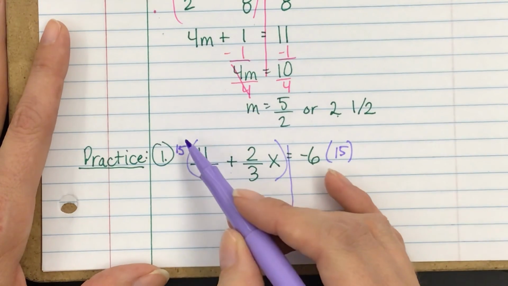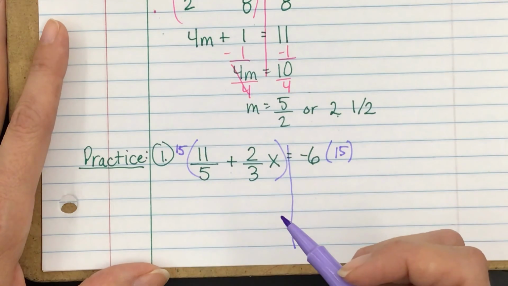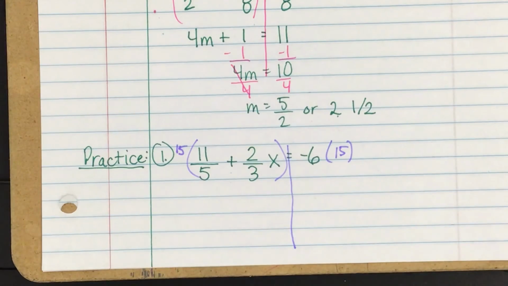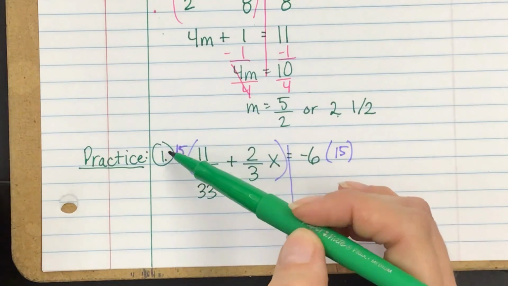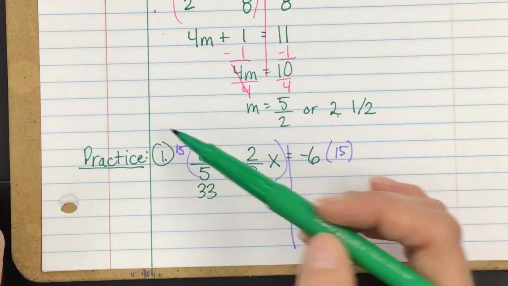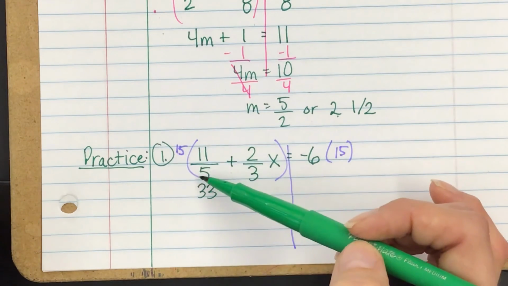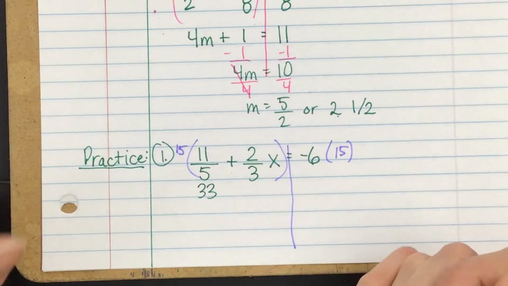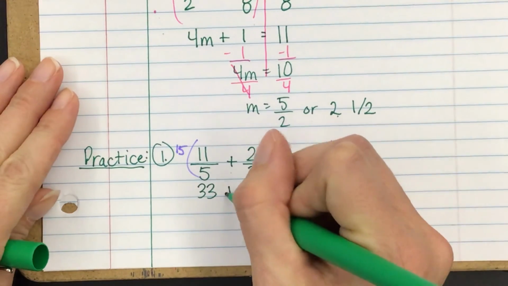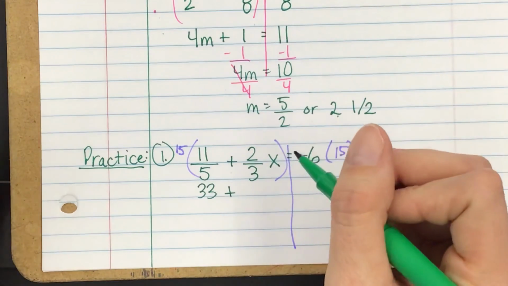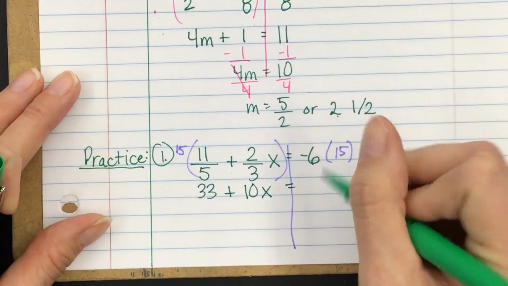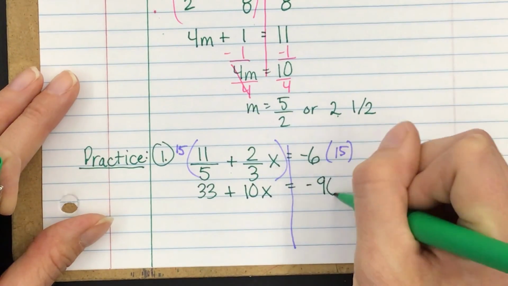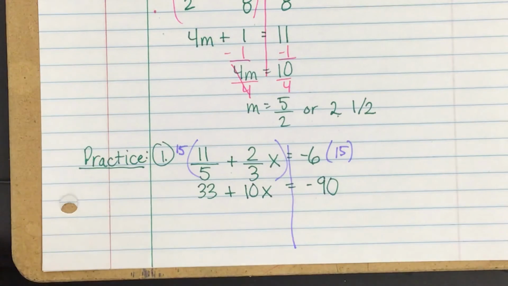Well, here, what is 15 times 11 fifths? 33, good. If you want to do it the long way, you can multiply 15 times 11 and then divide it by 5. But I like to do 15 divided by 5 first and get 3, and then 3 times 11 is 33. Okay, what is 15 times 2/3? 10x. Good job. And this one's negative 90, right? Okay. Did I do that right? Is it negative 90? Yeah?